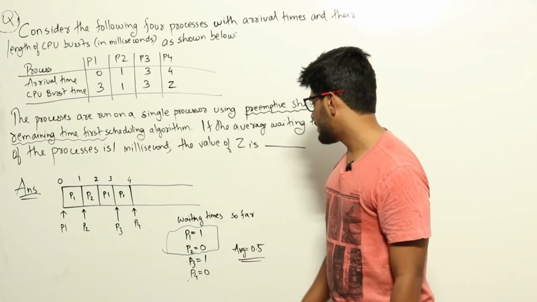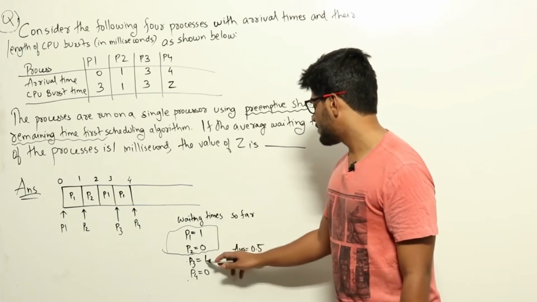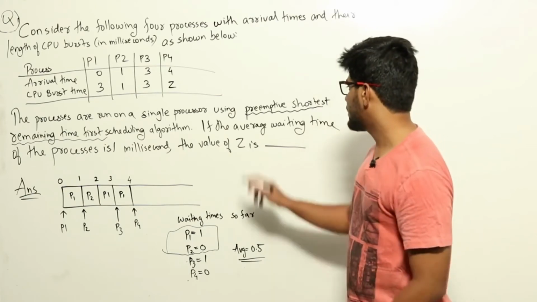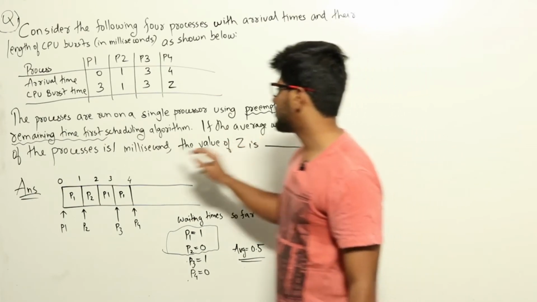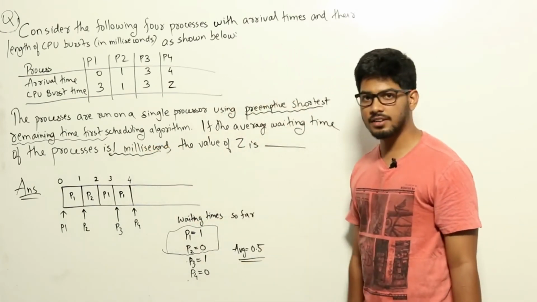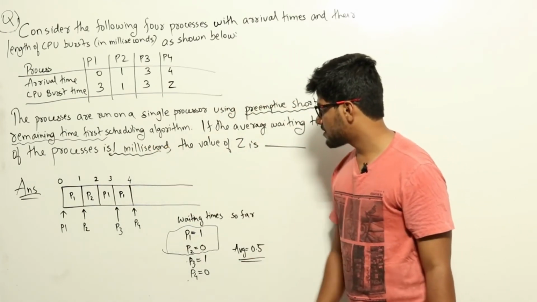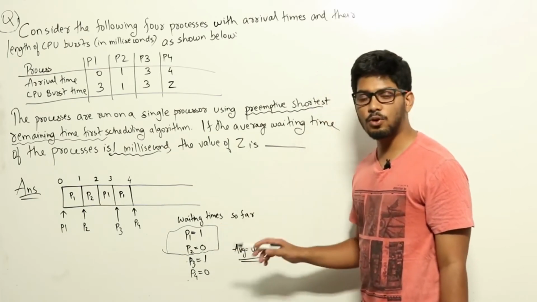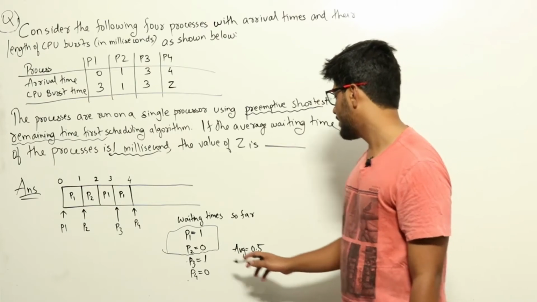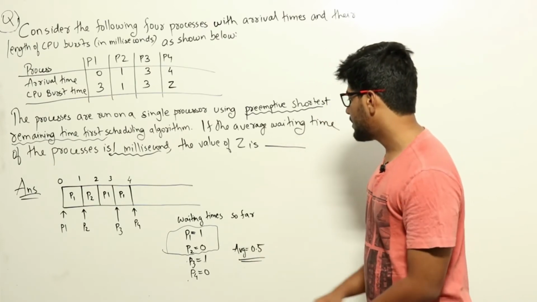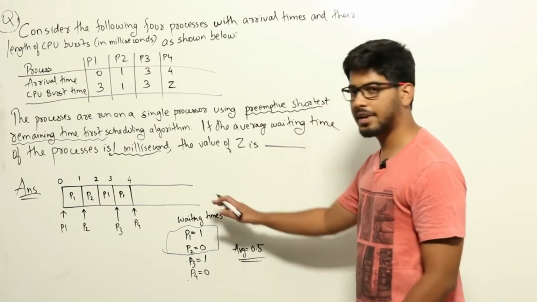Now the current average waiting time is (1 + 1) / 4 = 2/4, that is 0.5 milliseconds only. In the question it's given that the average waiting time of the process is 1 millisecond. So somehow we need to make it 1 millisecond. Currently all the processes together have waited only 2 milliseconds. If they wait for 4 milliseconds in total, then the average waiting time will be 4 by 4, equal to 1. So we need to make them wait for 4 milliseconds combined.